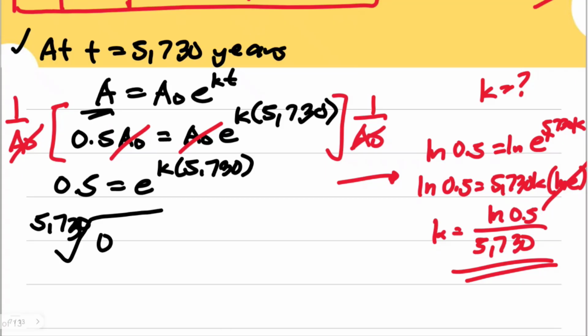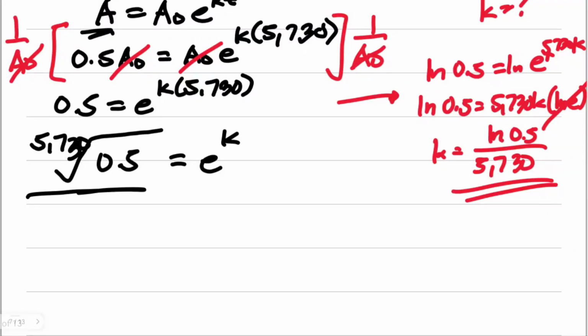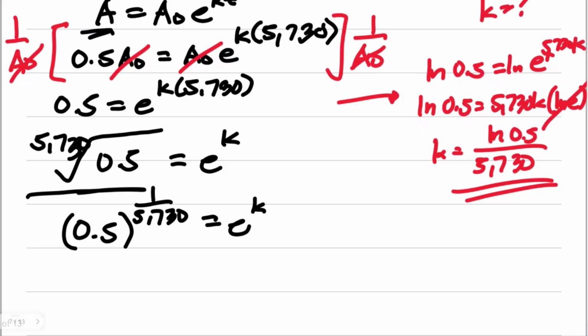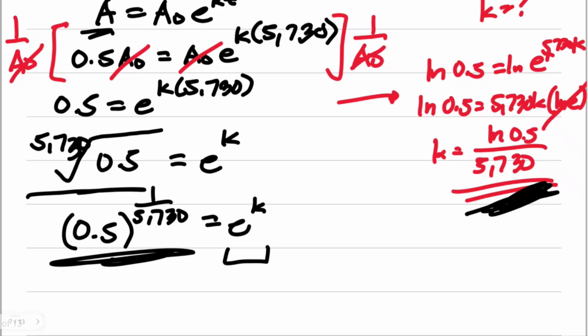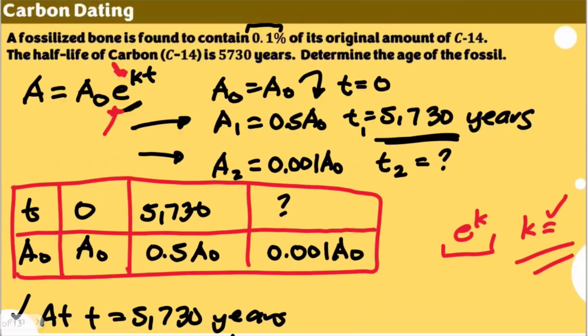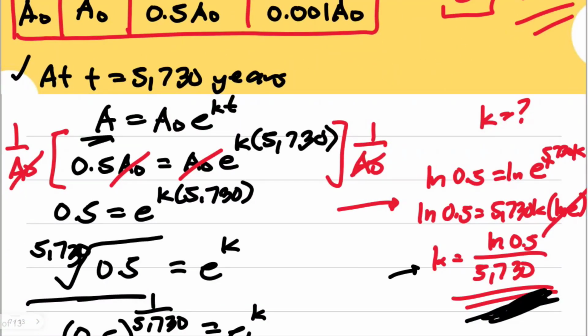You have 0.5 equal to e to the power of k, as I take the 5,730th root of both sides. Or since it is complicated enough, let me write it as 0.5 raised to the power of 1 over 5,730. That's my e to the power of k. I can simply substitute that in my given situation as a whole rather than just by an exponent.